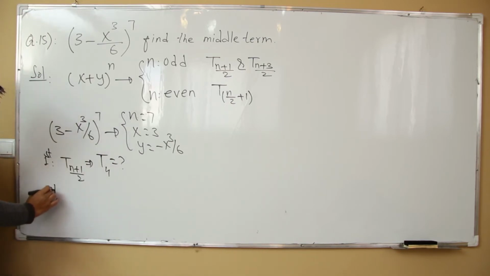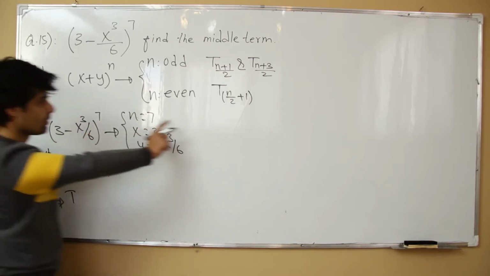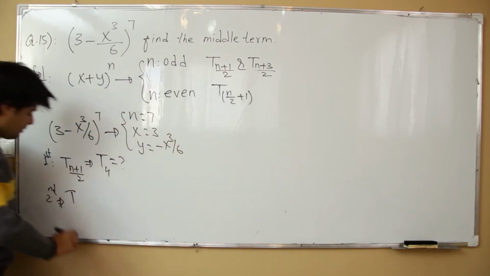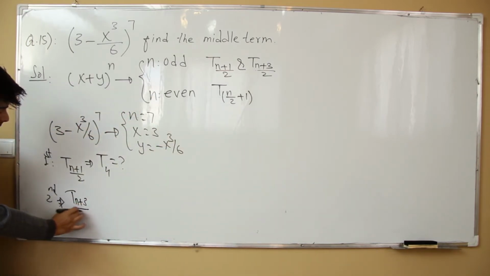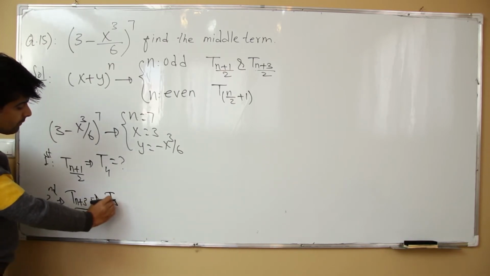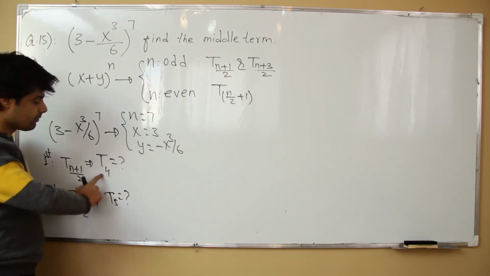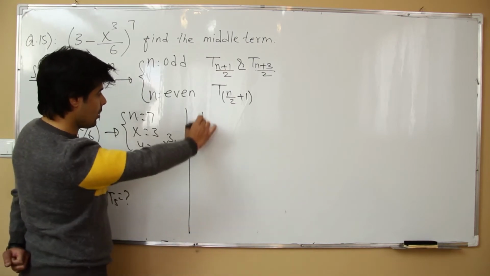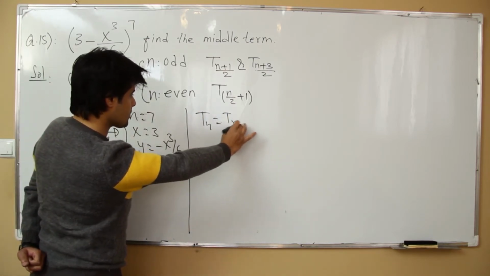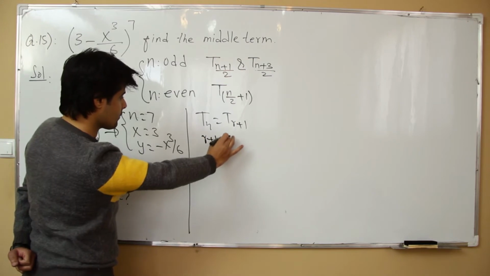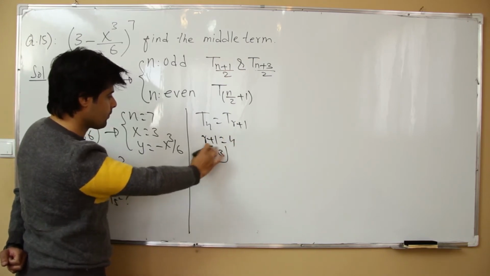The next middle term is T(n+3)/2. Instead of n, you put 7, so 7 plus 3 is 10, and 10 divided by 2 is 5. Then T5. T5 and T4 are the middle terms. If T4 and T5 are the middle terms, what is r? T4 is T(r+1). Now r plus 1 is 4, so r is 3. Am I right?